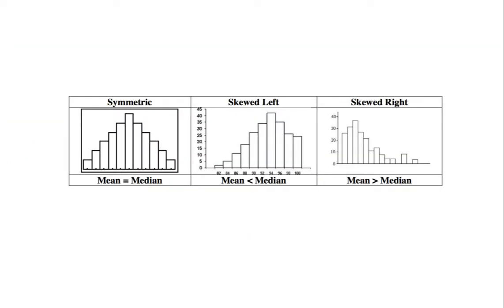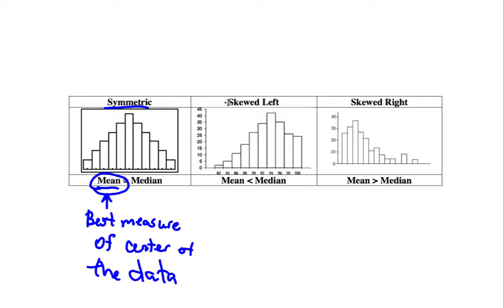Let's review this a little bit. If you have symmetric data, your mean and your median are located in the middle of the data and they're about equal to each other. So mean is approximately equal to the median in symmetric. But we will use the mean to describe our data because it's a little bit more exact in most cases. So this is our best measure of center for symmetric.